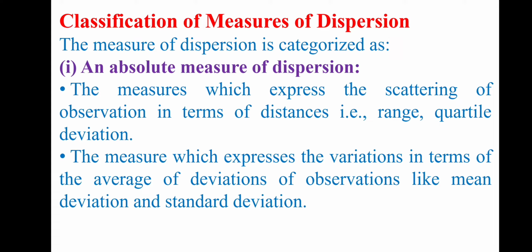Measures which express the scattering of observations in terms of distances: range and quartile deviation. At the same time, mean deviation and standard deviation will come. The measures which express variation in terms of average of deviation, we'll talk about mean deviation and standard deviation.